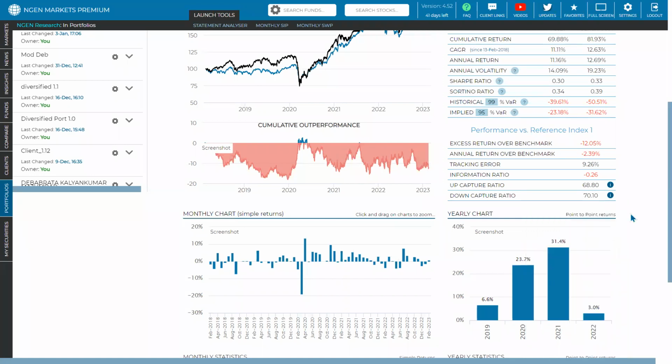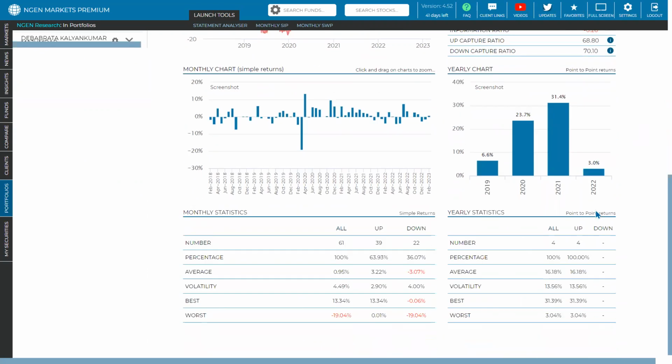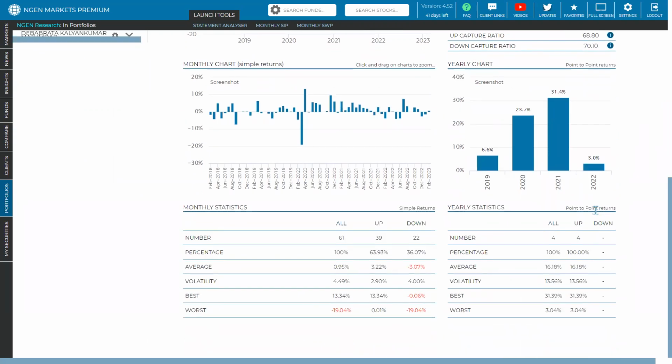So this helps us determine the behavior against the benchmark when the benchmark is up, with the up capture ratio. A good up capture ratio should be more than 100, and a good down capture ratio is given here as less than 100. So that's how the capture ratios work out. You can also check the monthly and the yearly chart, which helps us determine the up months and the down months. What are the up and down months? It's just the positive and the negative months.